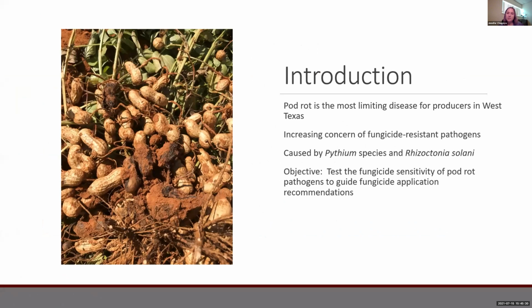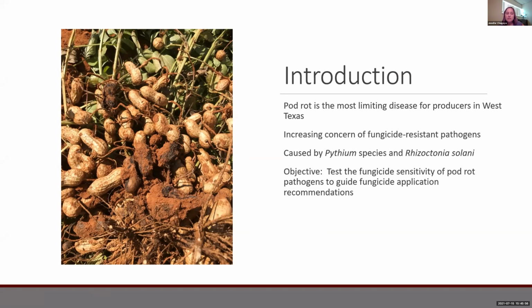Unlike other production regions where foliar diseases are more prevalent, pod rot is the most limiting disease for producers here in the dry climate of West Texas, affecting not only yield, but also quality. We have received reports from area growers and crop consultants that these pathogens are no longer responding to applied fungicides as they once were.